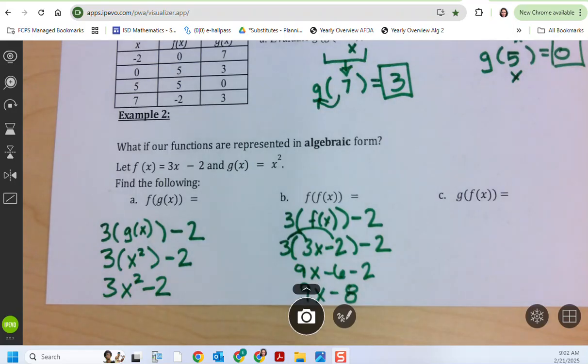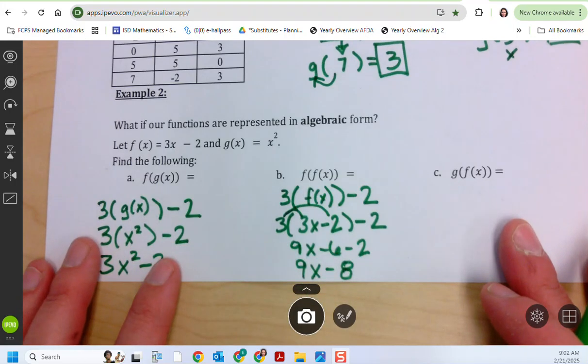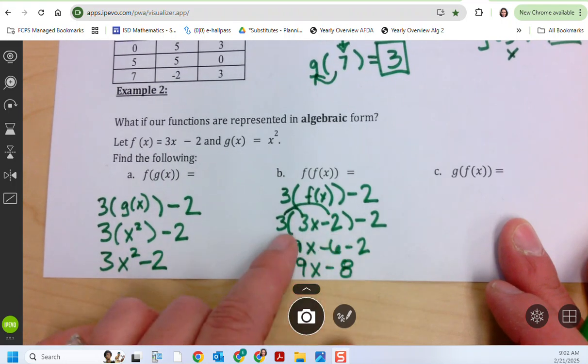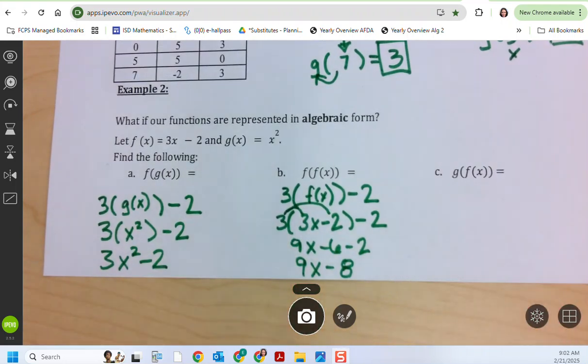Why did she put the 3x on the outside or just the 3? Why didn't I put the 3x? The inside is 3x, the outside is 3. So I replaced the x with parentheses, and then in the parentheses, that's where I put the other function. So the x was replaced by those parentheses.